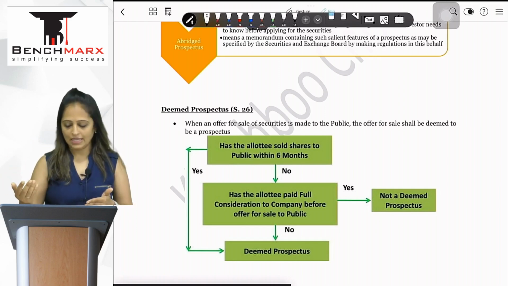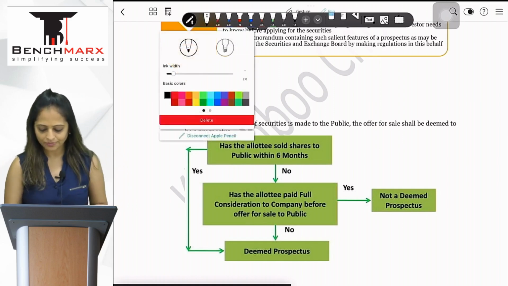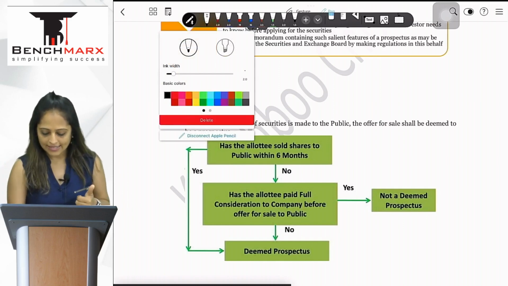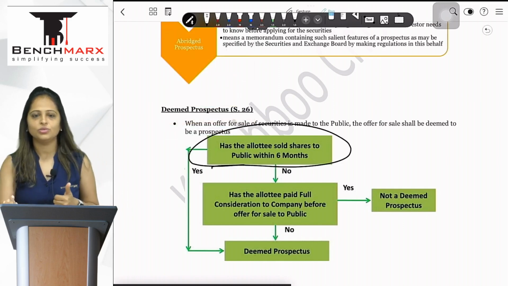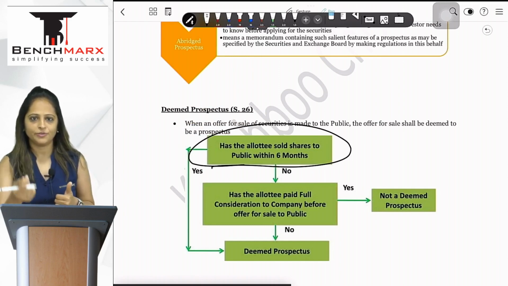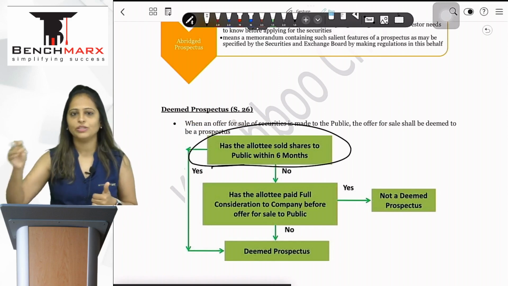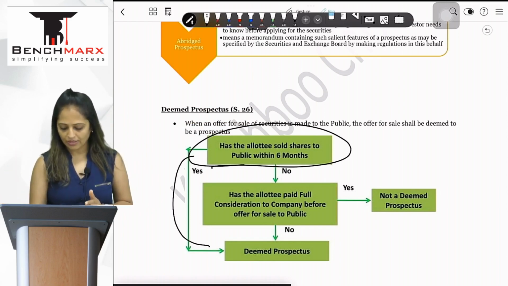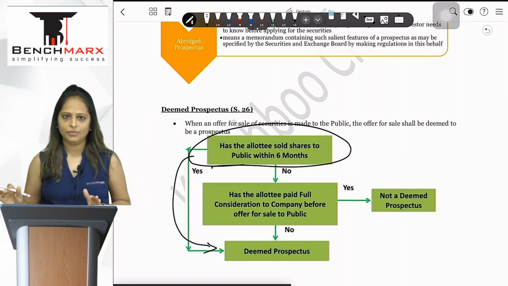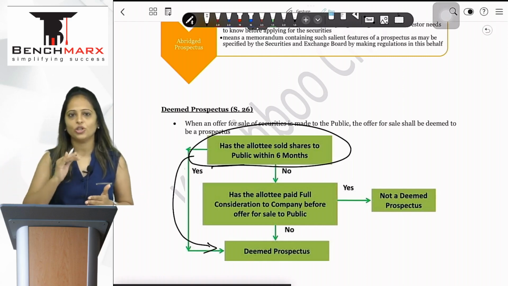So there are two conditions which you have to take into consideration. First is, has the allottee sold the shares to the public within 6 months? So once I have given you the shares, I have done a private placement, if you have sold these shares to the public at large within a period of 6 months, it will be considered to be a deemed prospectus. If you have not sold it to the public at large, you have kept it to yourself, but you have actually not paid the money.